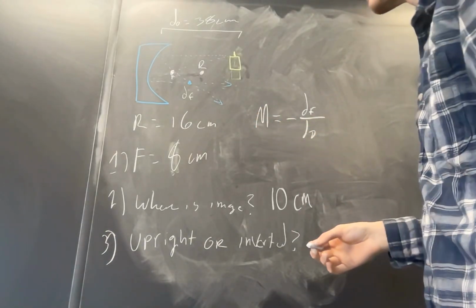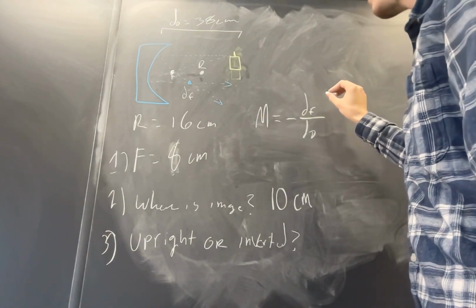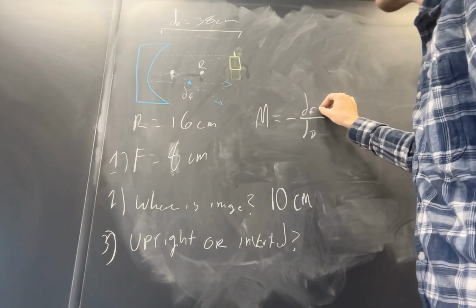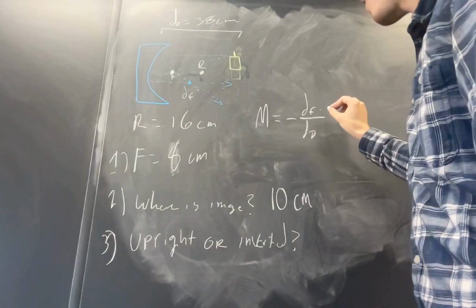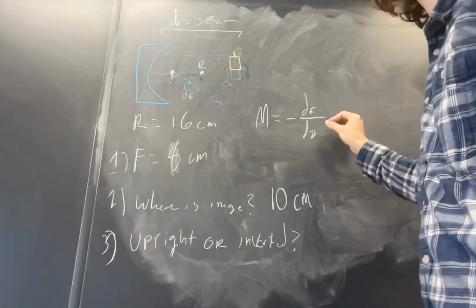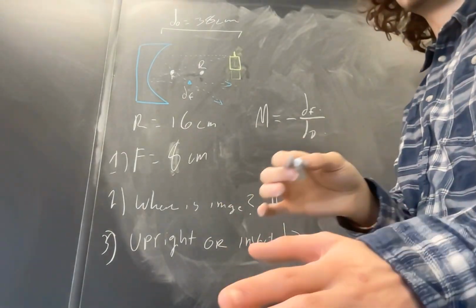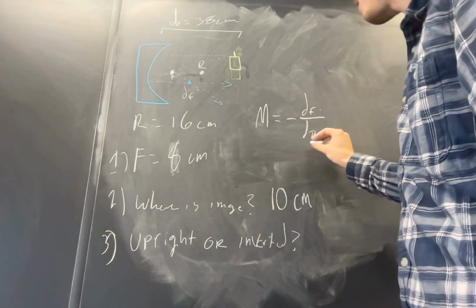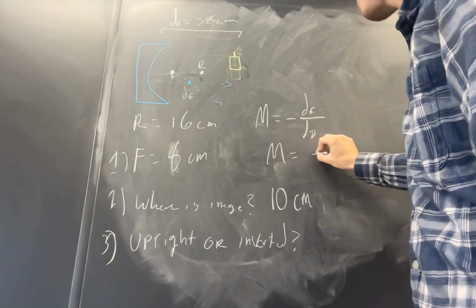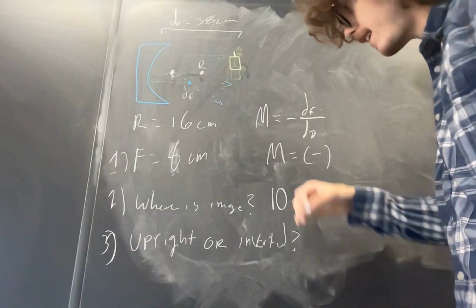In this case, the final distance is 10 centimeters, a real number, over the initial distance 38, a real number. They're both positive. So two positives, we know m is going to be a negative number, and that's going to tell us that the image is inverted.